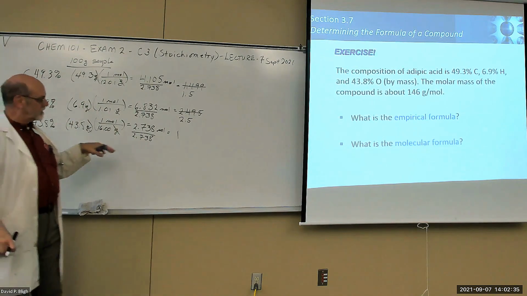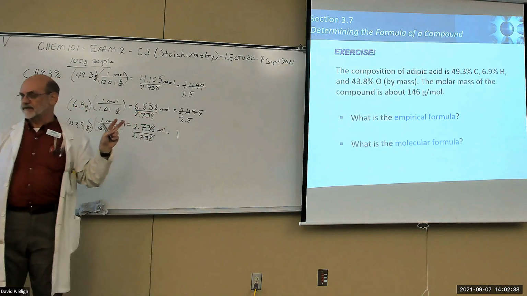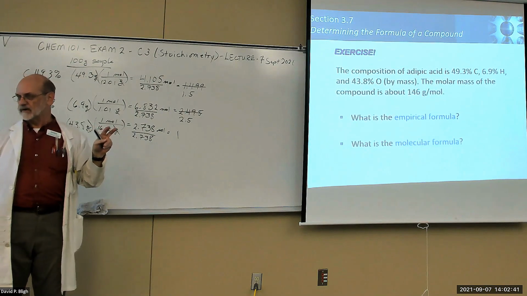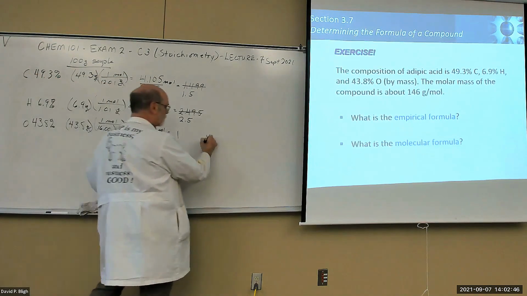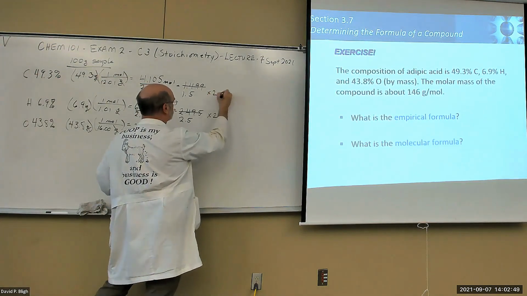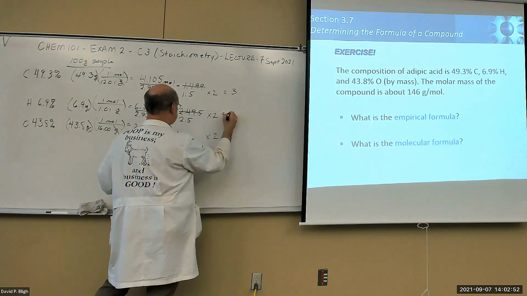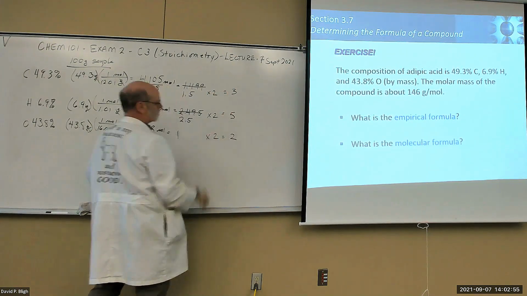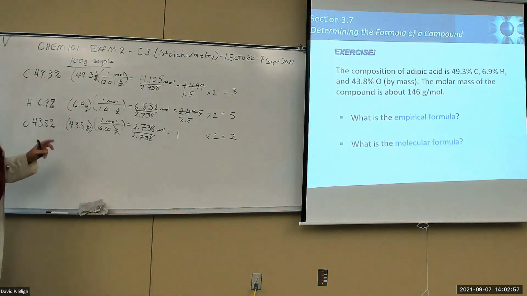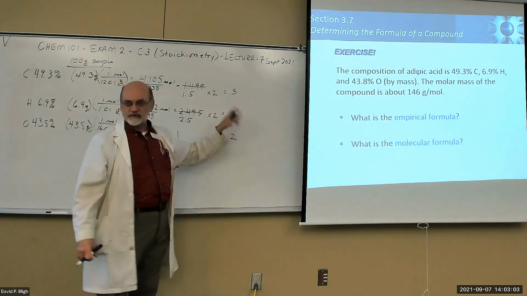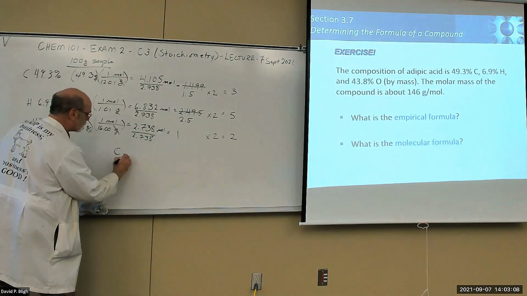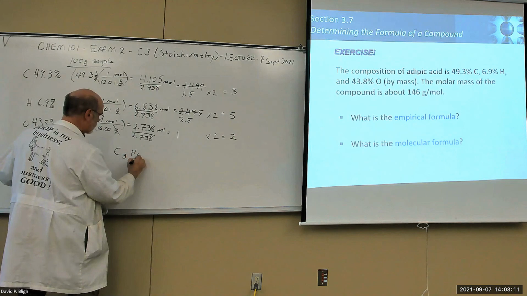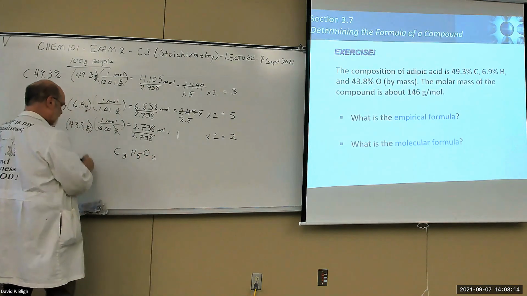So now, can we get rid of that half? How do you get rid of the half of a number? Multiply by 2. If we multiply everything by 2, this one becomes 3, this one becomes 5, and this one becomes 2. So there's our simplest whole number ratio, and you look at the numbers. You can't divide these through by any number and make them simpler. That's the simplest. So carbon 3, hydrogen 5, and oxygen 2 is the empirical formula.